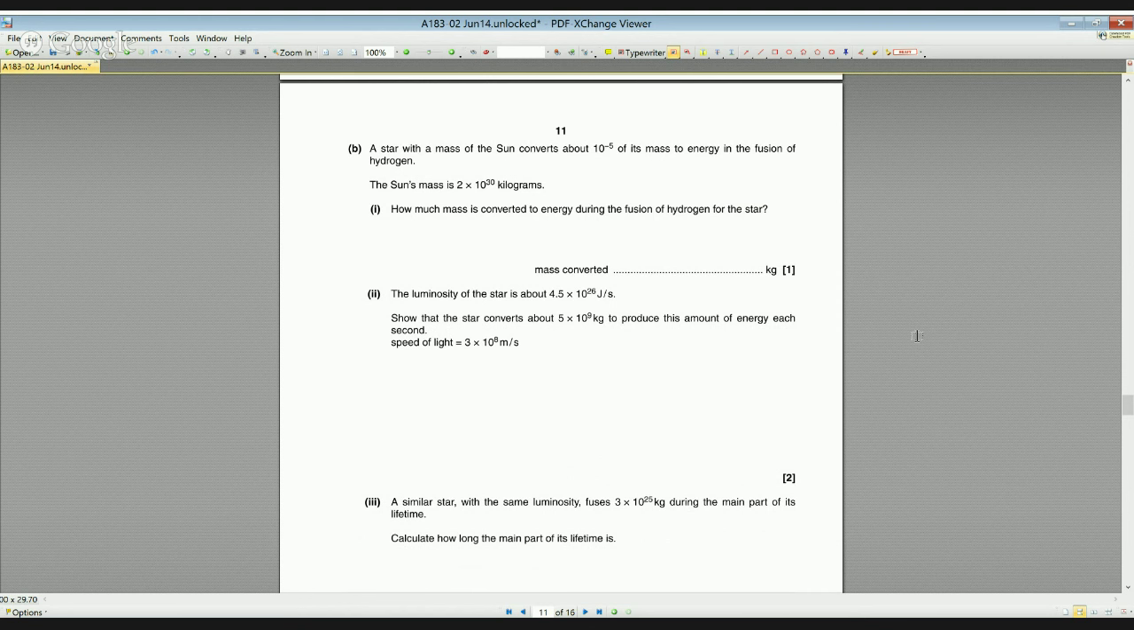Part B, a star with a mass of the sun converts around 10 to the minus 5 of its mass to energy in the fusion of hydrogen. The sun's mass is 2 times 10 to the power of 30 kilograms. At this point, I should remind you, you definitely need to take a scientific calculator to your P7 exam, because calculations like this are likely to come up which require standard form and will be tricky if you don't have a scientific calculator. So how much mass is converted to energy during the fusion of hydrogen for this star?